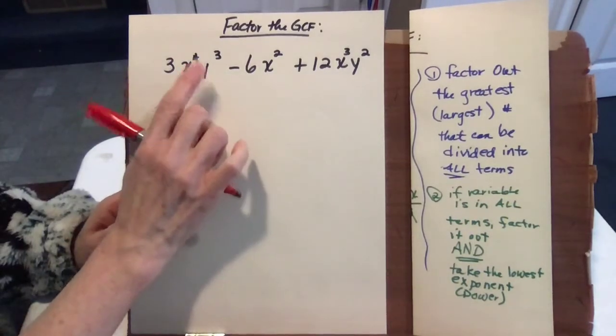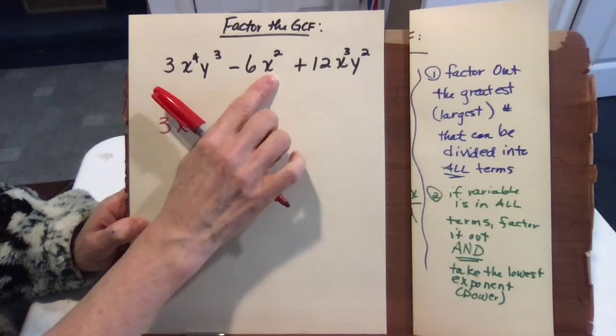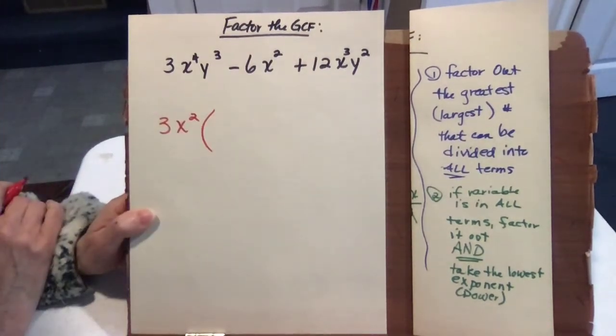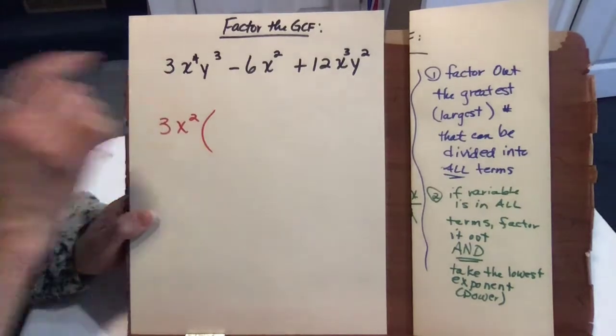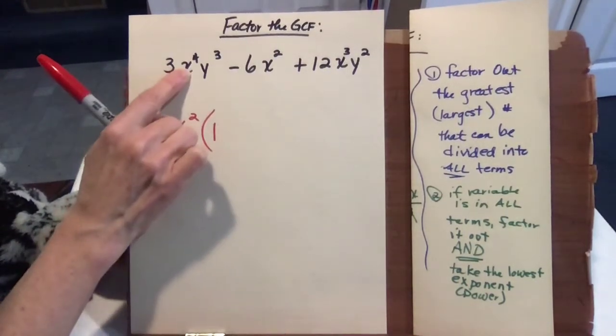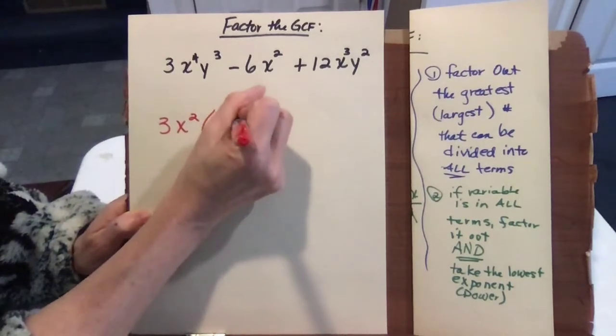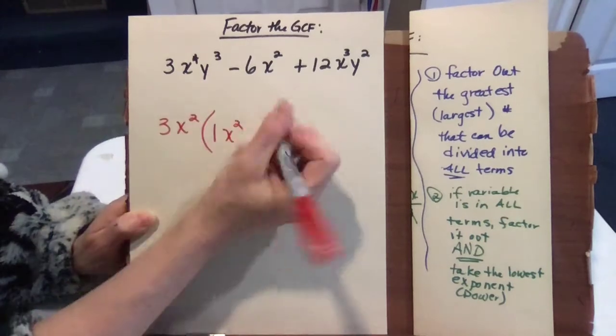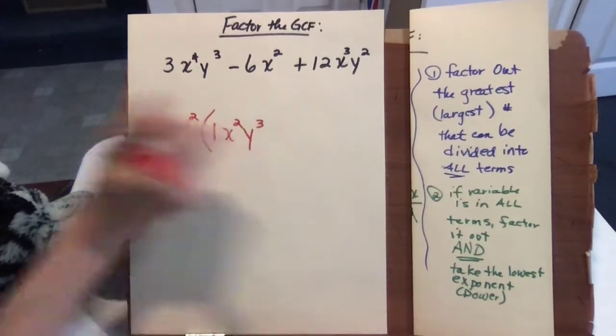Y cubed is in this term. There is no y in this term, so we can't take y out. We can stop looking. That's it. 3 divides into 3 once. 2 powers of x from 4 powers of x leaves us 2 powers on the x. And we did not touch the y cubed. No division there, so we keep it. Right?